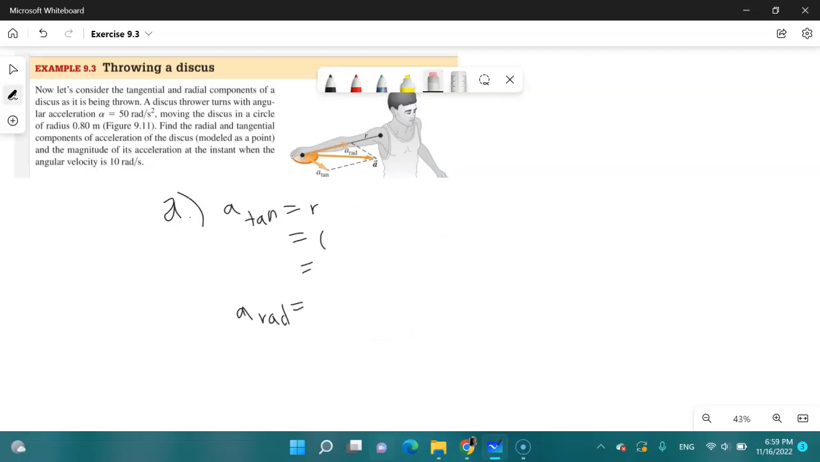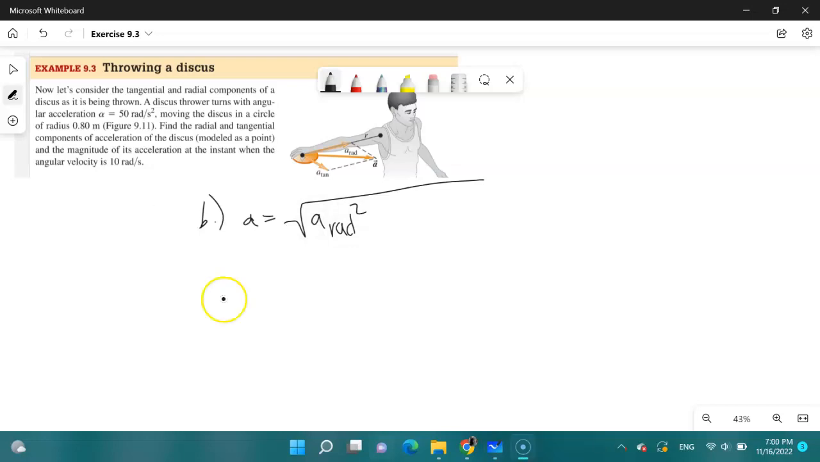And now for part B, we're being asked to find the magnitude of the acceleration. We already have the two components, the tangential and the radial components. To find the magnitude, we need this equation. We would take the radial component squared, and then add the tangential component squared.